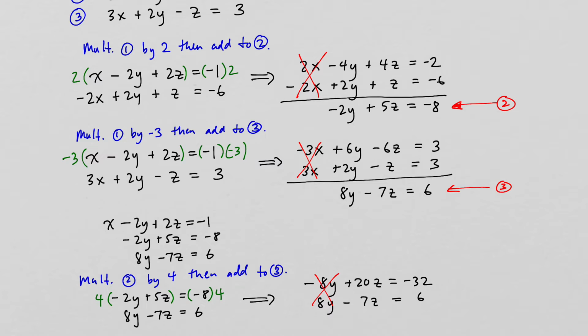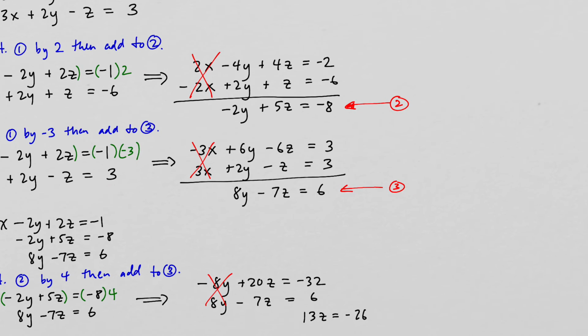And we will end up with 13z is equal to negative 26. Oh, sorry, I said 14z, but that's 13z, right? 20 take away 7 is 13z. And then from here, if you divide that by 13, this leads to z equals negative 2. All right, so this is our new third equation.